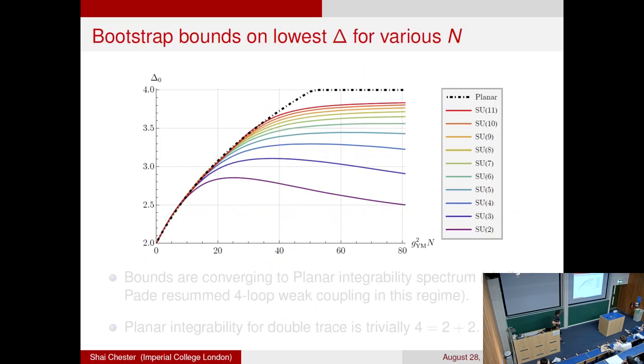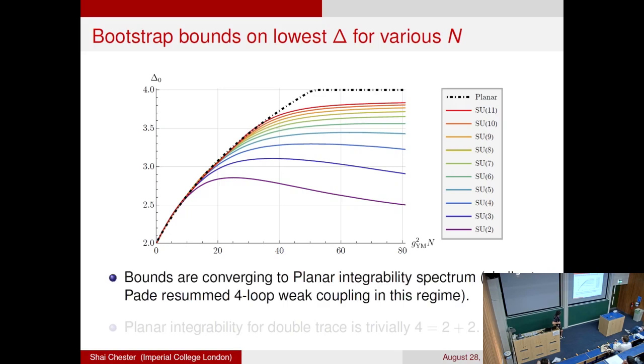Okay, so without going into the details, these are the results. In this first plot, on the x-axis, we have the 't Hooft coupling g_YM squared n. On the y-axis, we have the scaling dimension of the lowest dimension singlet scalar, which would be the Konishi at weak coupling, which is why it starts at 2. And we have these upper bounds for different values of n, computed by combining bootstrap with localization.